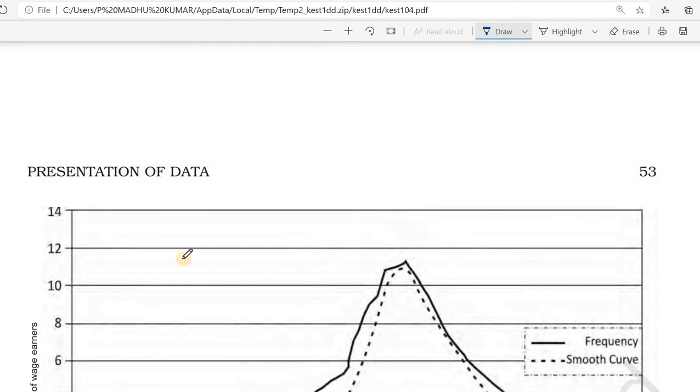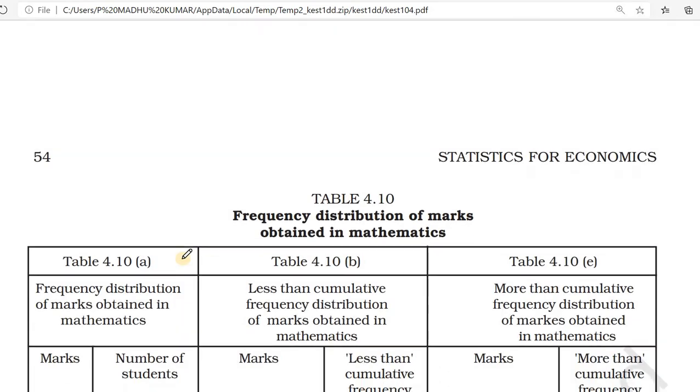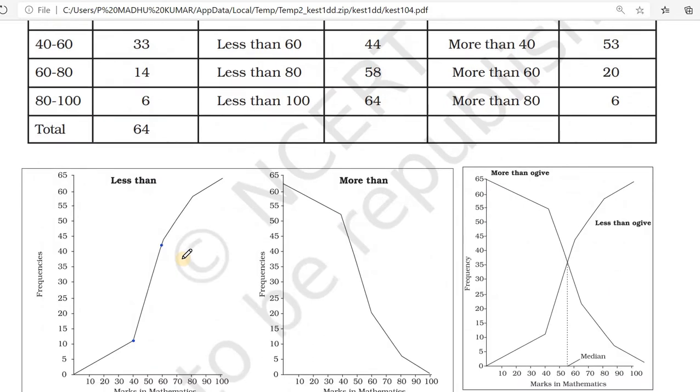Then next one, less than 80, it is 58. We can see the point here. Next point is less than 100, it is 64. It will come here.